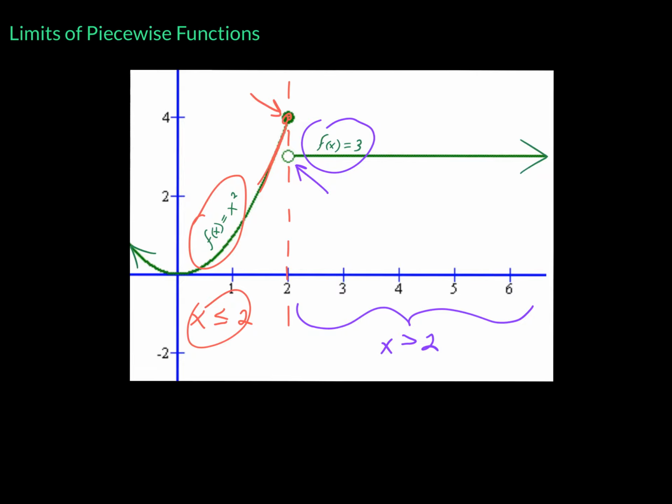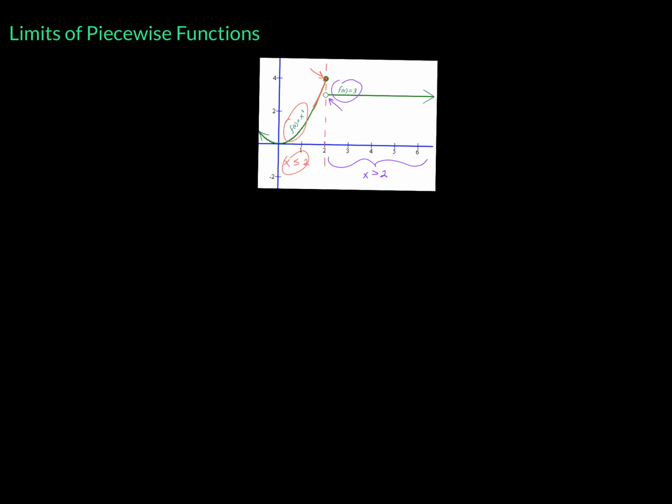How do you write that? Well, if I have an f of x, there's my function, but it's not always the same thing. Sometimes f of x equals x squared, and sometimes f of x equals 3. It's a constant. But when does it equal x squared? It equals x squared when your x value is less than or equal to 2, and it equals 3 when your x value is greater than 2. And that right there is what you would see as a piecewise function.